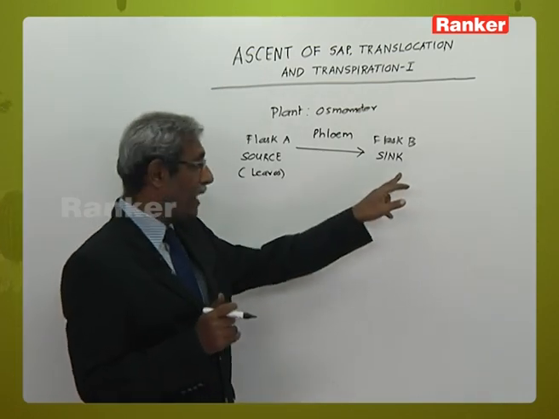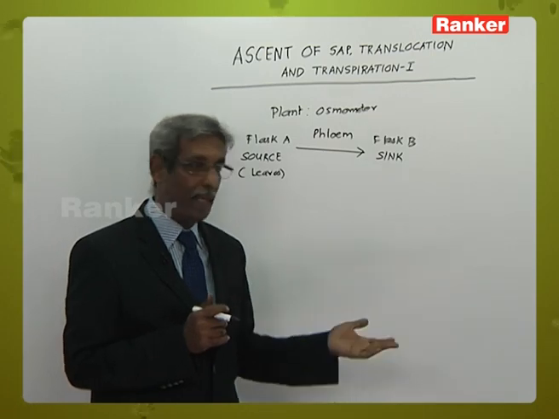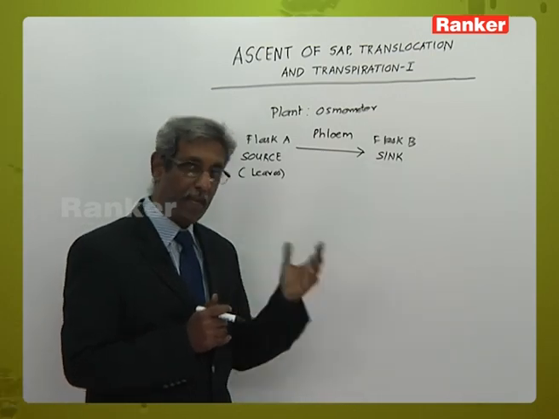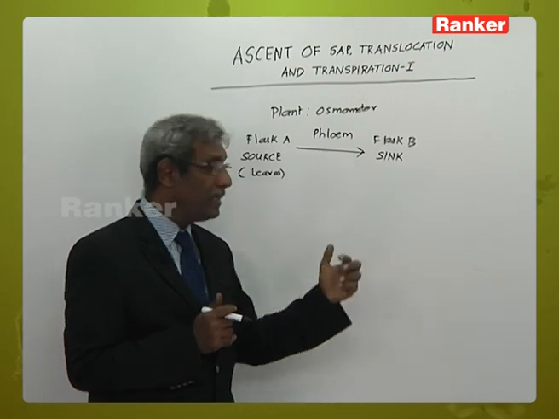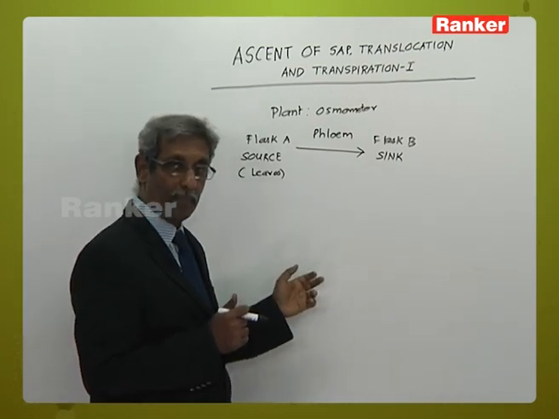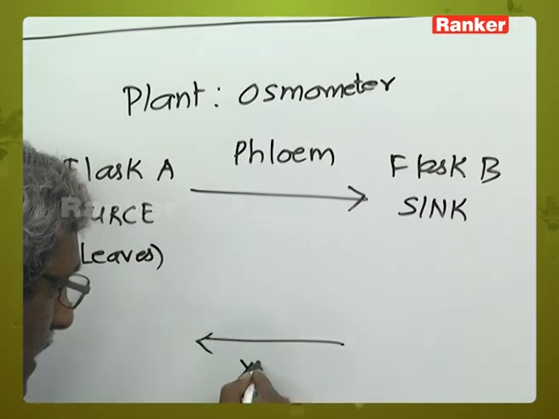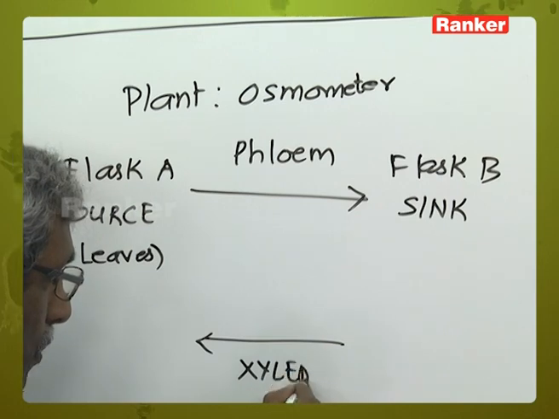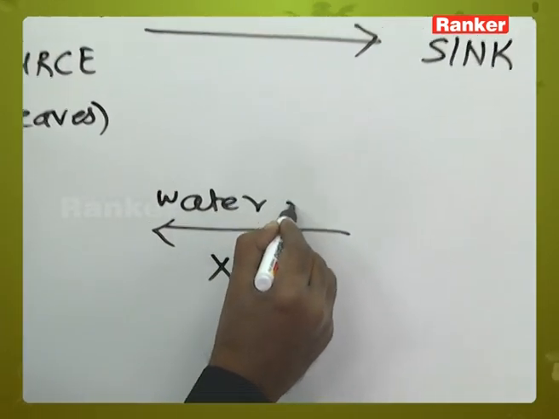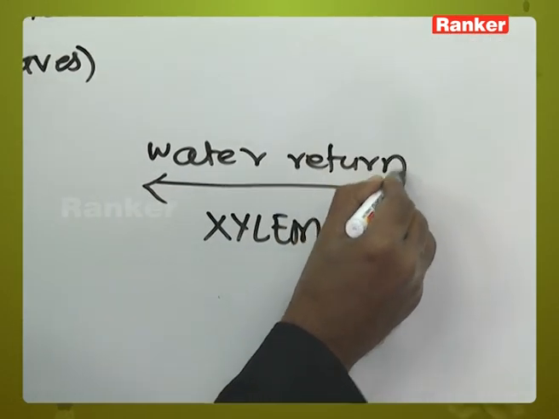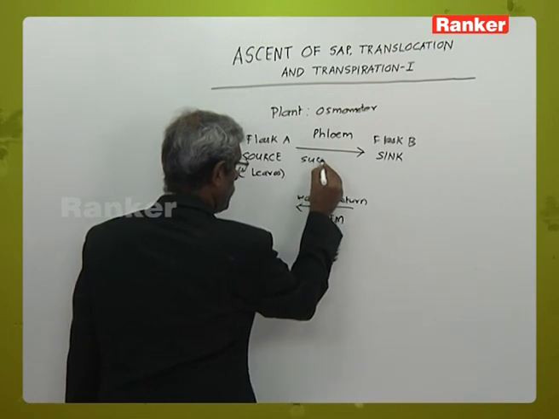Flask B is analogous to a sink, that is, water is forced out of B, as you understand in the analogy. When you take an osmometer, water moves out and the water returns via the tubing at the bottom. So the bottom tube which connects is analogous to the xylem. So xylem is always a tissue where there is return of water, and phloem is always a tissue in which there is movement of sucrose.